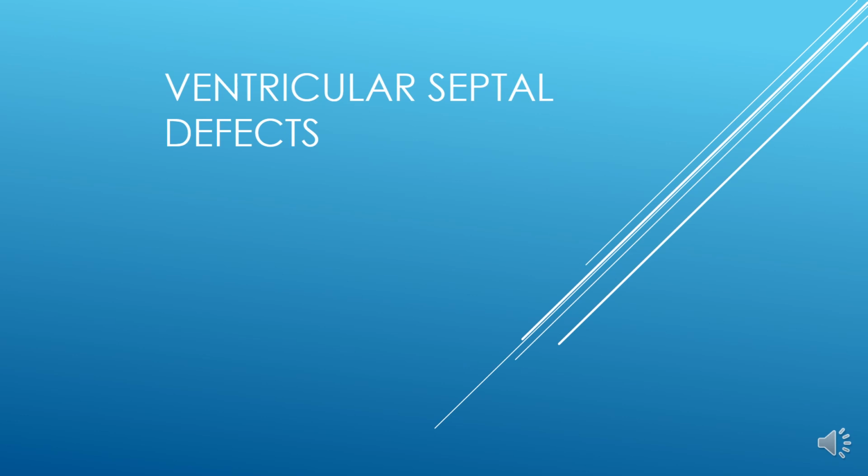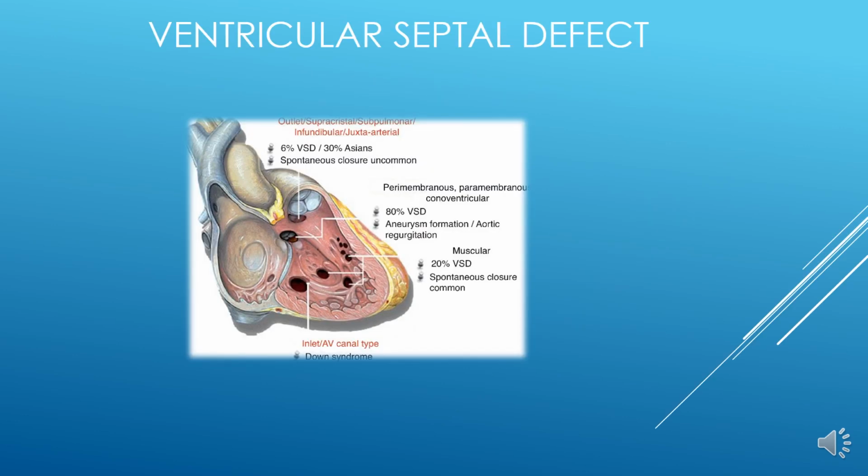VSDs are classically broken into subtypes based upon their embryologic and anatomic landmarks, and there are several classification systems. They can be classified on the basis of location and bordering structures, into types 1, 2, 3, and 4. Type 1 is outlet, which is conal, subarterial, and supracristal. This defect is located beneath the pulmonary valve annulus and results from the failed formation of the muscular pulmonary infundibulum.